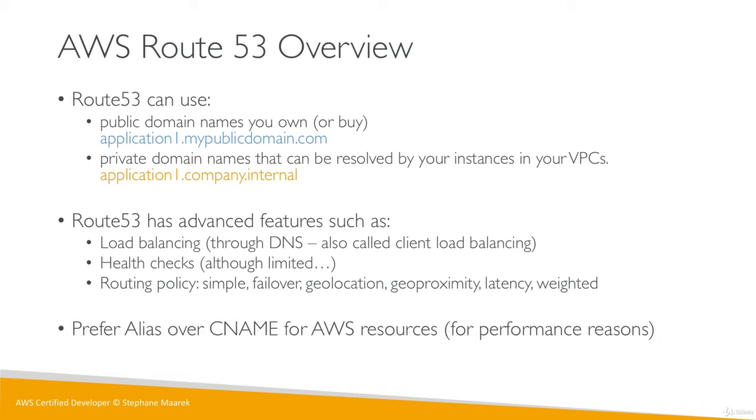Overall, and that's quite popular, if you have an AWS resource and you want to build a CNAME for it, well, you don't do that. You actually use alias records because they're meant for AWS to be used better. And so it's performance reasons. So use alias records over CNAME for AWS resources. And we'll see this in the very next lecture as well.